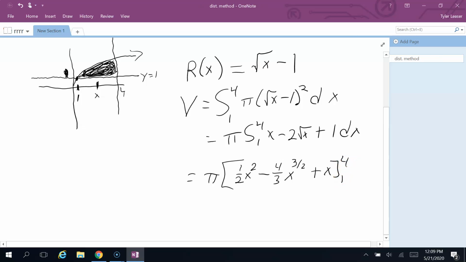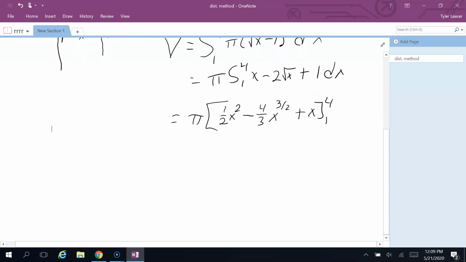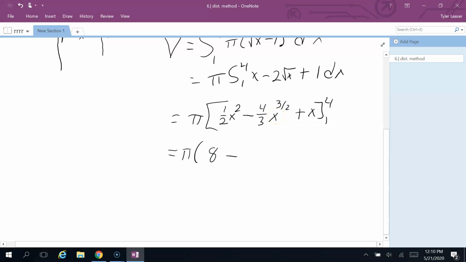and 4. If we were in class at this point, I would just put the bounds up on the board and then write out the final answer, but just to be really clear so you can follow through, let's actually plug 4 into all of this minus plugging 1 into all of this. So we still have the pi out in front, and if I plug 4 into everything, 4 squared is 16, 16 divided by 2 is 8, minus plugging 4 into here, 4 to the 3 halves is 8. 8 times 4 thirds is 32 thirds. Plus 4 into x is just 4.